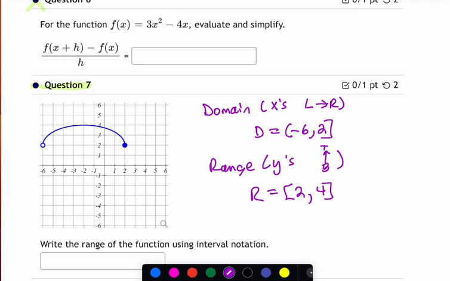Any questions about domain or range? Okay, see where it says use interval notation. That is the kind of notation I want to see for the answer for domain and range.